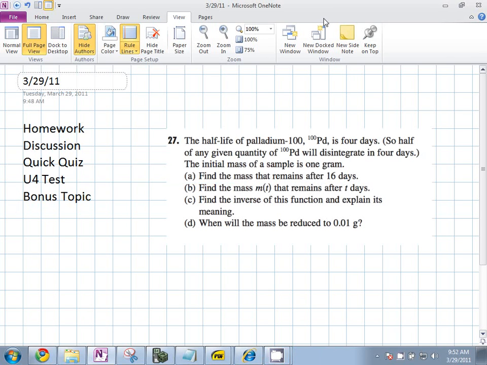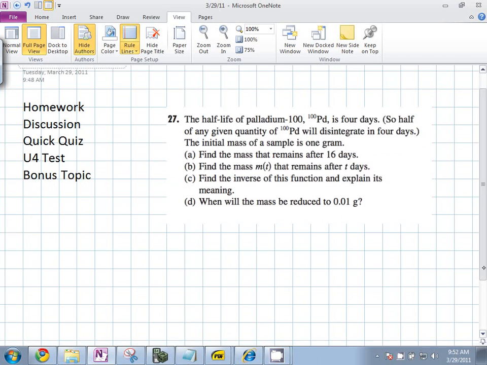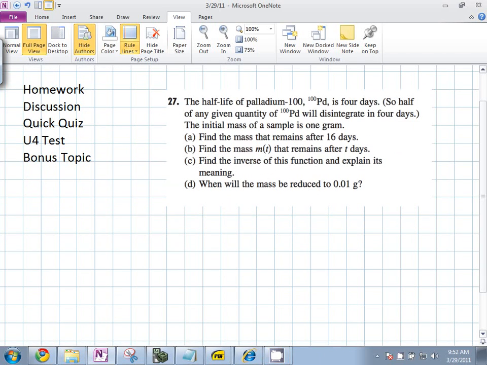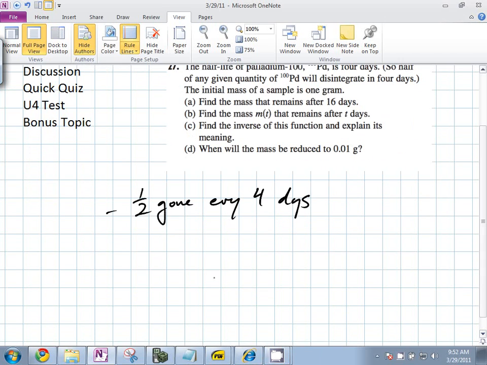Okay, so on 27, find the mass that remains after 16 days. Okay, so what did you have to write first? So what is it? Every 4 days, what does it do? It decreases by half-life. Okay, the half-life is 4 days. So half gone every 4 days. Nice. The initial sample is 1 gram.